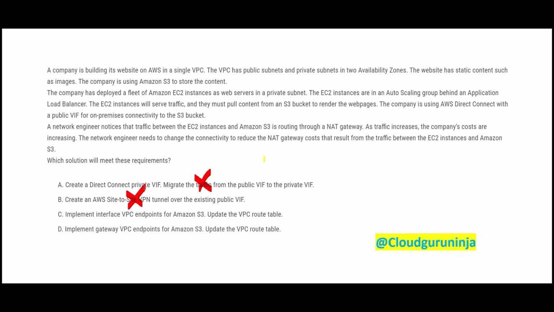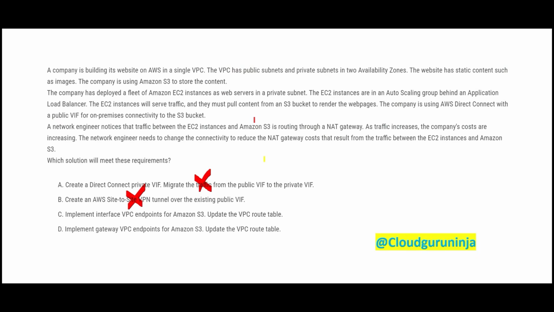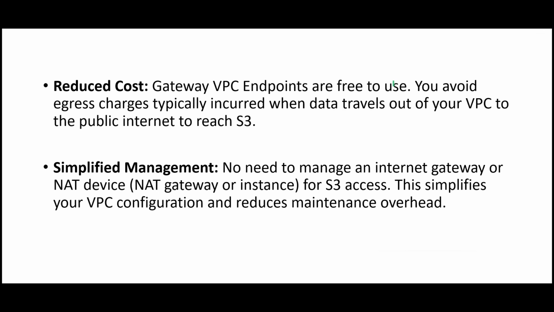You have C and D. Both look similar. What should we do? Implement an interface VPC endpoint or a gateway VPC endpoint? Here what we have to do is reduce cost, NAT gateway is there. So will we use interface? No, we will use gateway VPC endpoint. In option D, we will implement a VPC endpoint for S3 and we will update the VPC route table. So this will help you save costs.